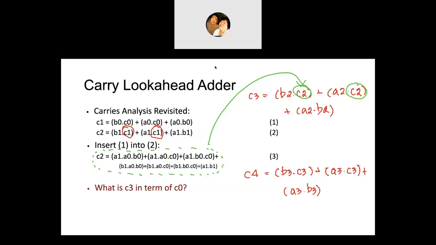And then again, C4 is something like this. We have B3 and C3 and so on. We have C3 here and C3 there. So we just put all the terms here into C3 and there. You will get C4. So the answer for C4 should be a very long statement, very long equations.